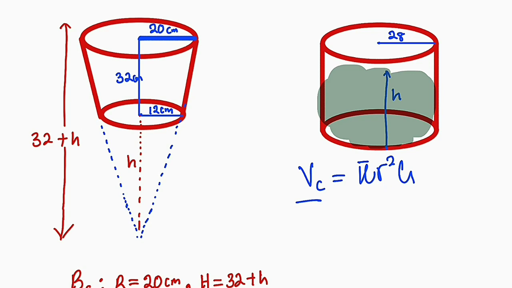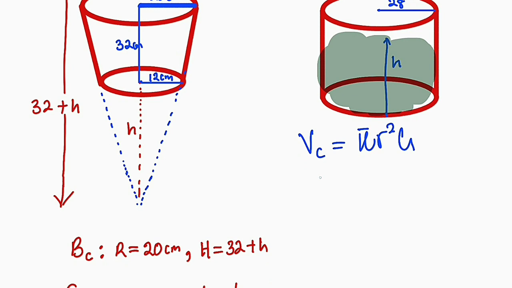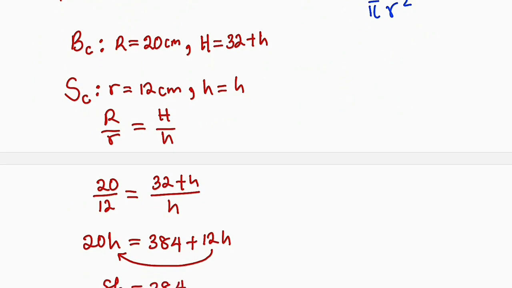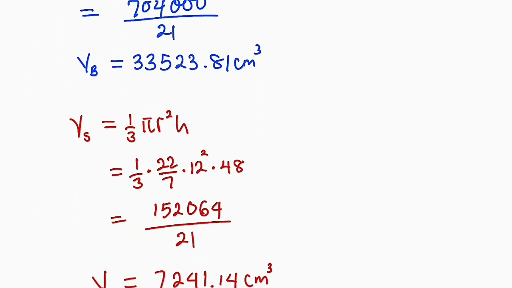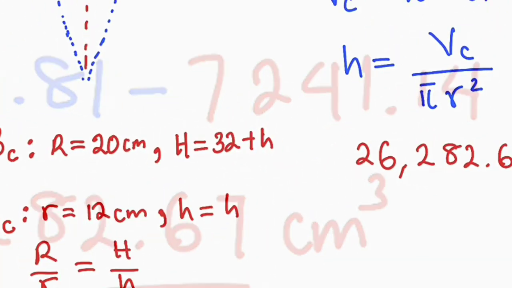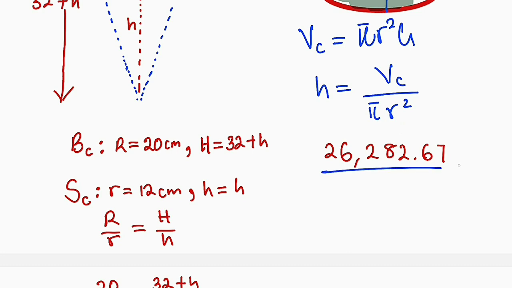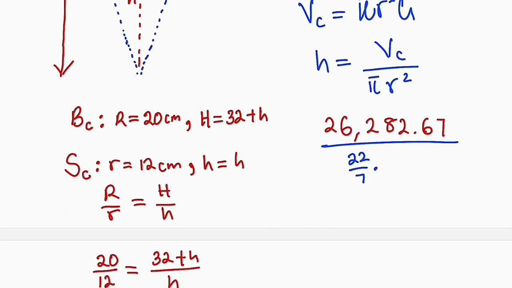So how can we make H the subject? It will be the volume divided by pi r squared. And that's just it. So what is the volume? The volume is what we have just obtained here. Let me pick it. So here it is. Then divide by 22/7, multiplied by the radius squared, which is 28 squared.